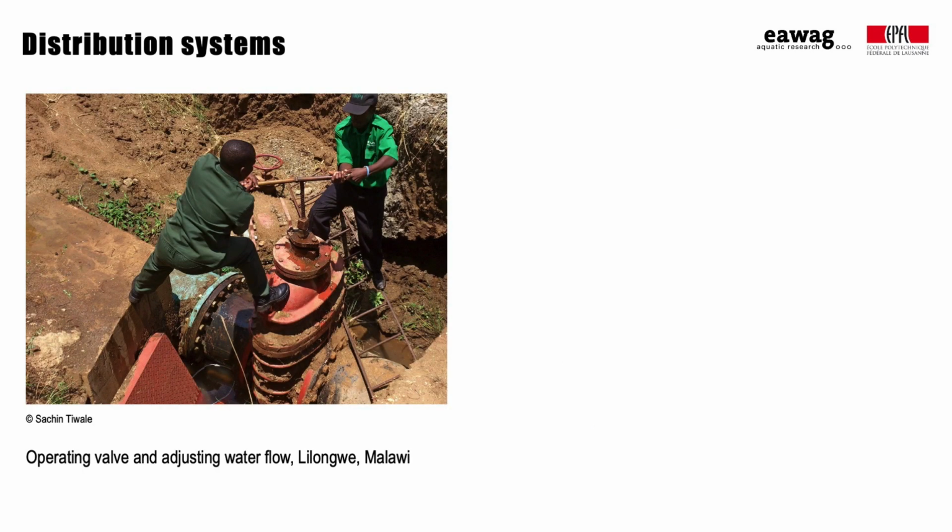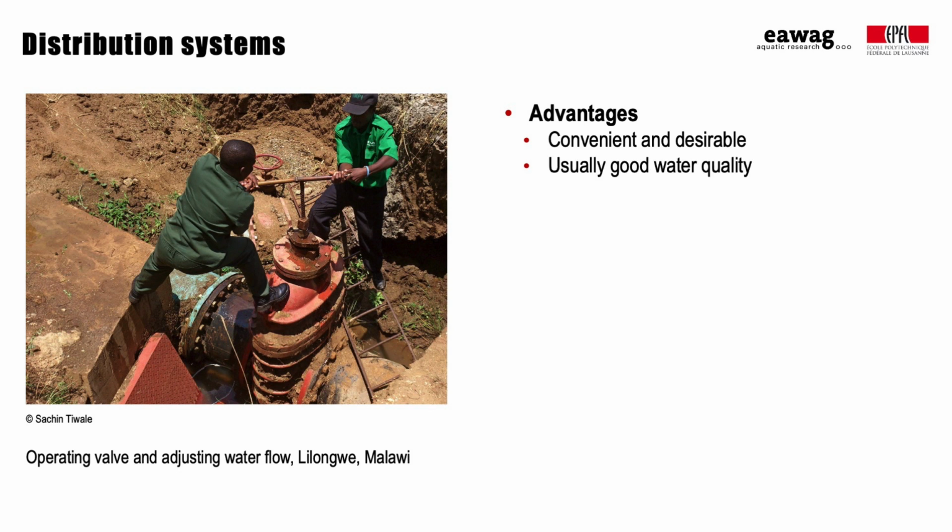Distribution networks with household connections are a very convenient and desirable way of delivering water to consumers. The water is usually of good quality, and if services are continuous, there's usually no need for water treatment or safe storage in the home.